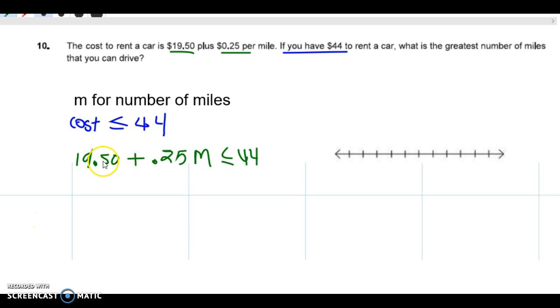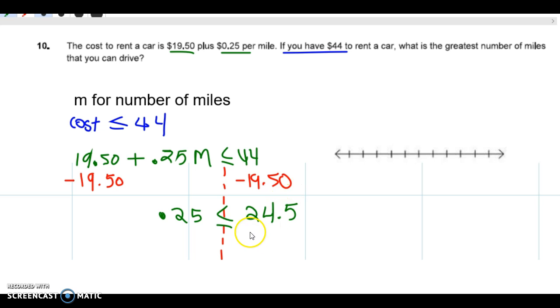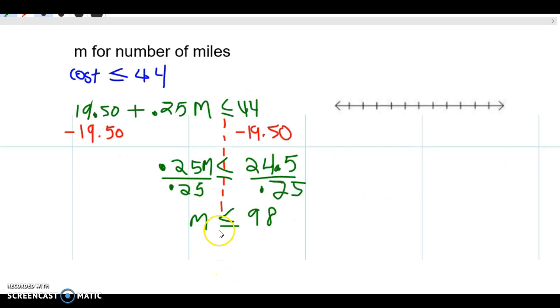So let's solve this inequality. Subtract 19.50 from both sides. So using a calculator, I got 24.50. Okay. And so 0.25 M is less than or equal to 24.50. Let's divide both sides by 0.25. So we got M, the number of miles, has to be less than or equal to 98.